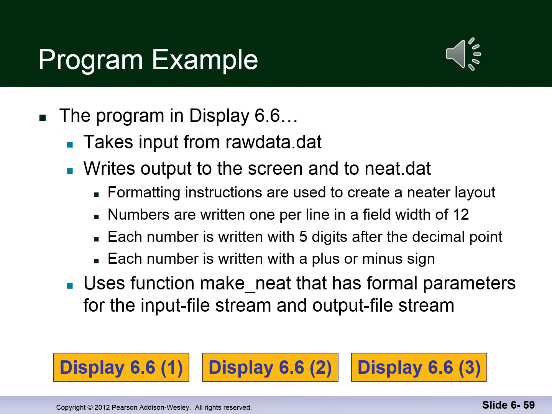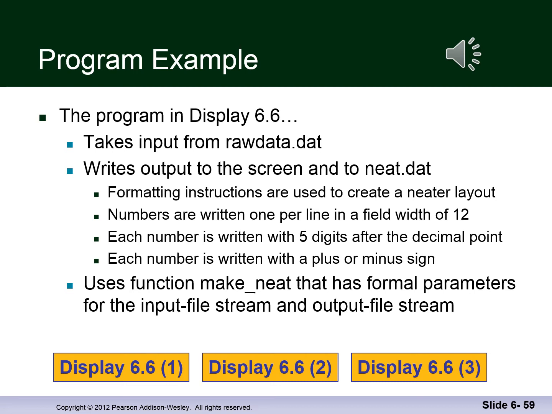Next, we're going to take a look at program 6.6 from your textbook. It takes input from rawdata.dat and writes output to the screen and to a file, an output file called neat.dat.